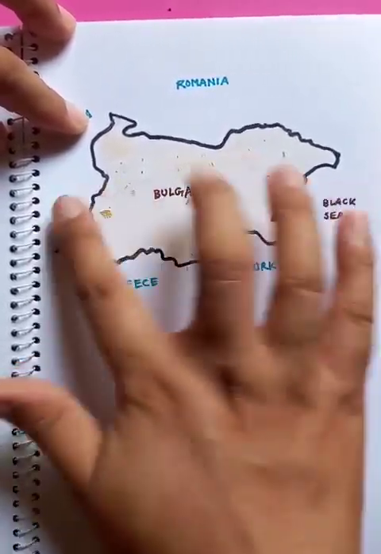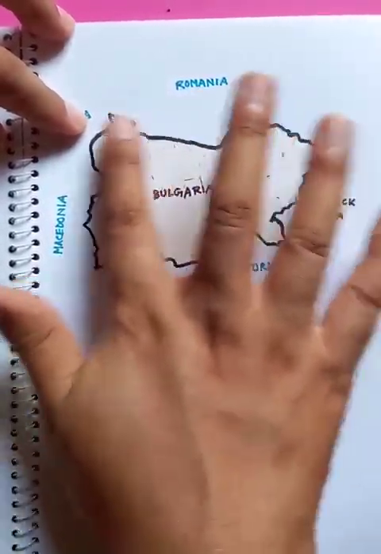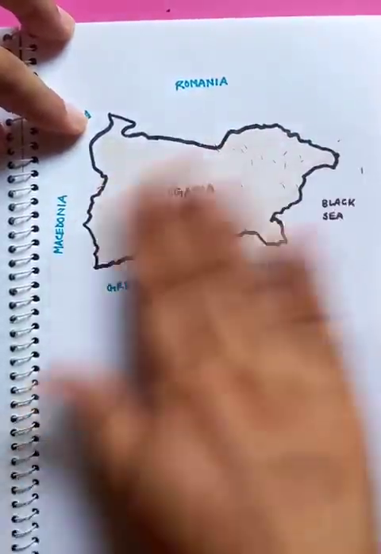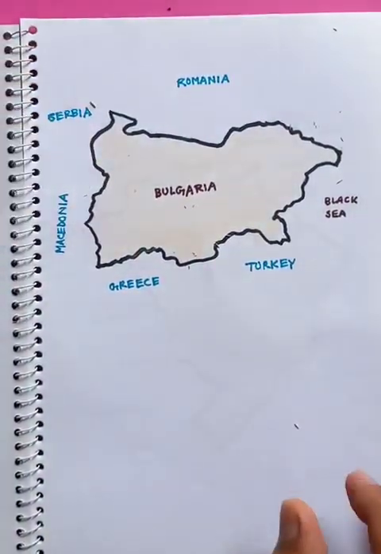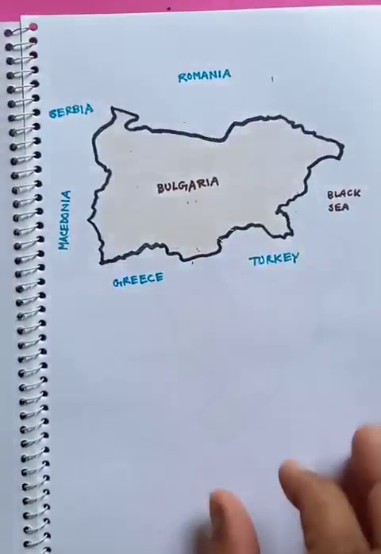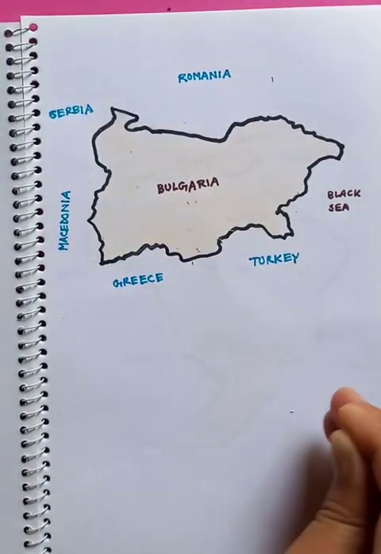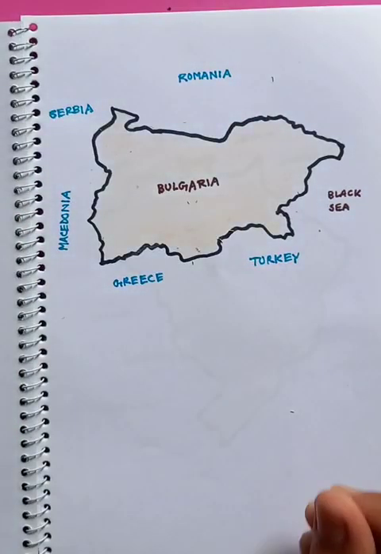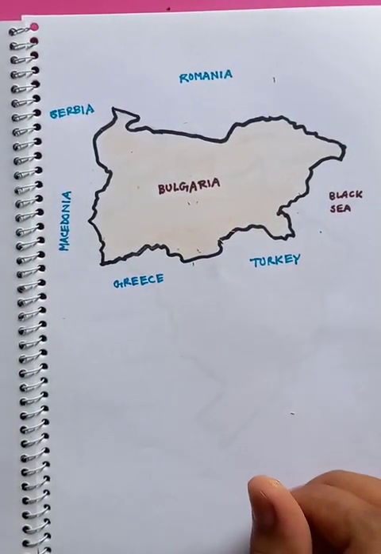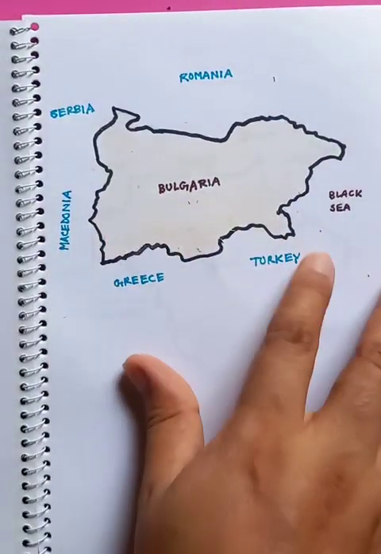Okay. All right, so the Bulgaria drawing is almost complete, you can see here. Black Sea, Turkey, Greece, so it's in Europe, you can see. So Greece is also in the European Union. All right, Romania, Macedonia.